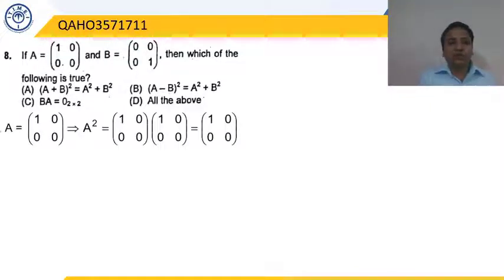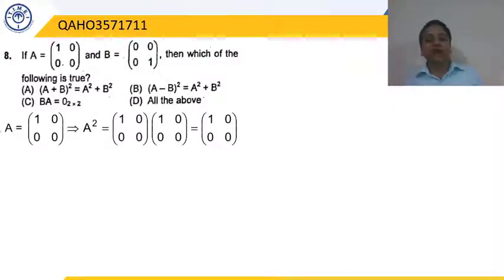We take matrix A as 1 0 0 0. A square means matrix A multiplied by itself. So when we multiply matrix A by matrix A, first row, first column: 1 into 1 is 1, plus 0 into 0 is 0. So 0 plus 1 is 1. First row of A multiplied with second column of the second matrix: 1 into 0 is 0, plus 0 into 0 is 0. It again comes out to be 0. Then 0 into 1 is 0, plus 0 into 0 is 0. What we are doing: we are multiplying the second row of the first matrix with the first column of the second matrix. Then the second row of the first matrix multiplied by the second column of the second matrix. That is 0 into 0 plus 0 into 0.